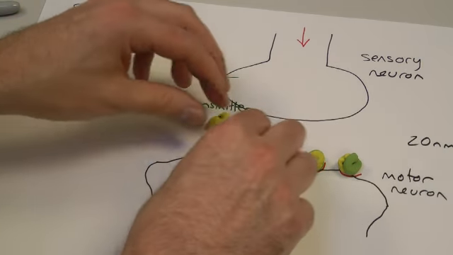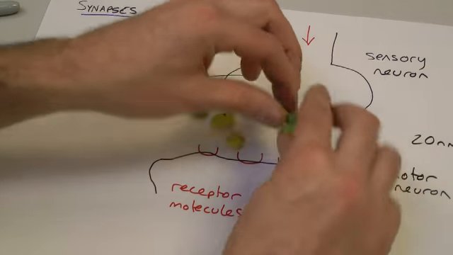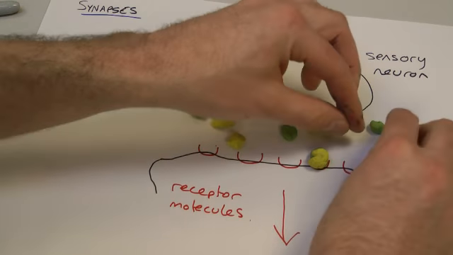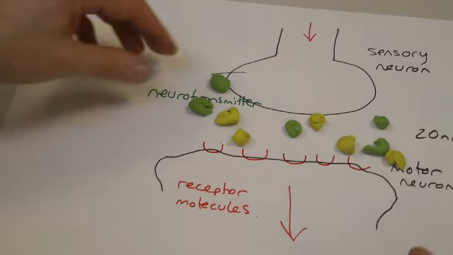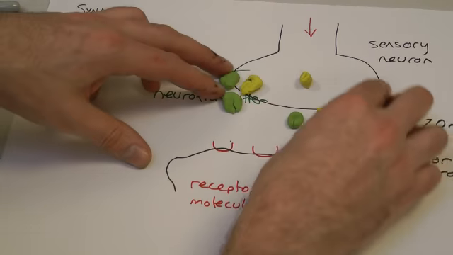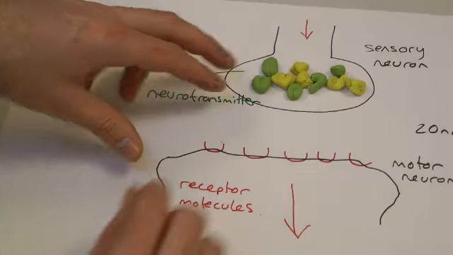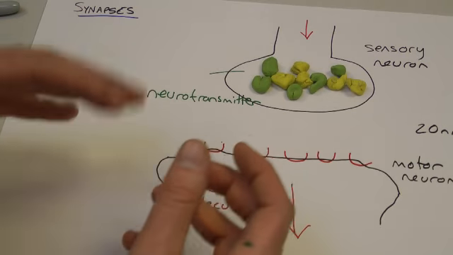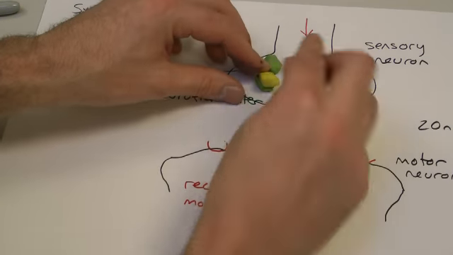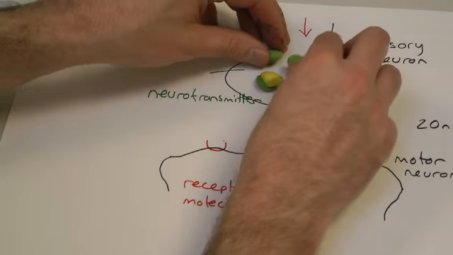Now what then has to happen is that this neurotransmitter must be broken down by the action of enzymes, and it's actually then reabsorbed back into our sensory neuron, and it gets recycled back into neurotransmitter.